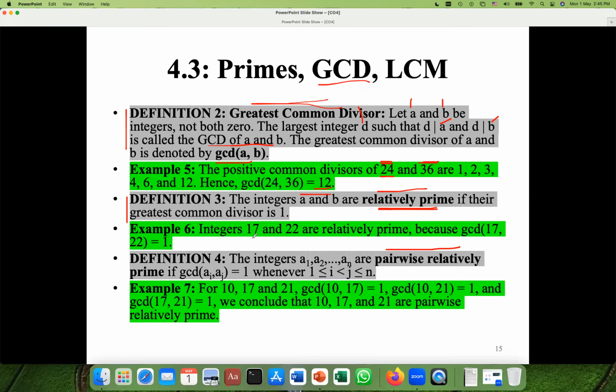For example, 17 and 22. These two numbers are given and it is being asked whether they are relatively prime. You have to find their GCD. If their GCD is 5 or 7, then they are not relatively prime. But if their GCD is only 1, then they are relatively prime.